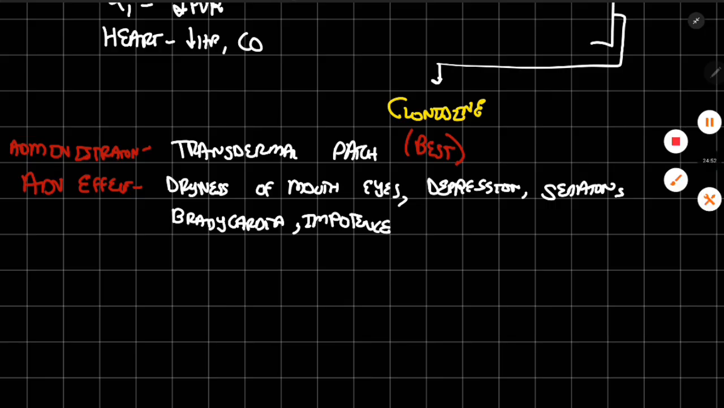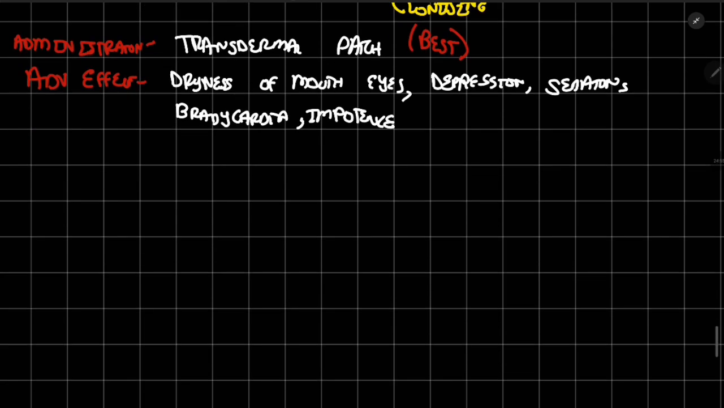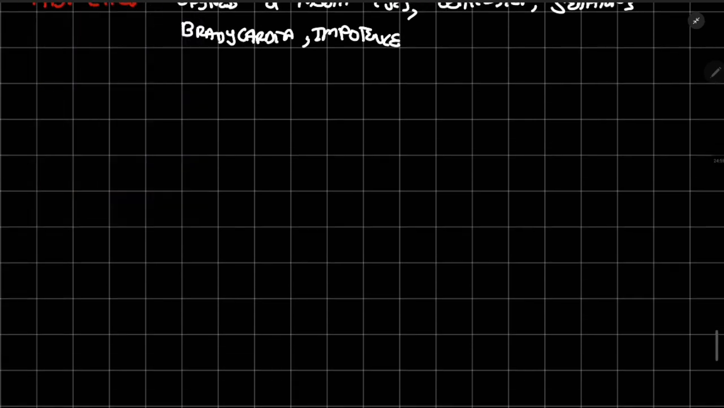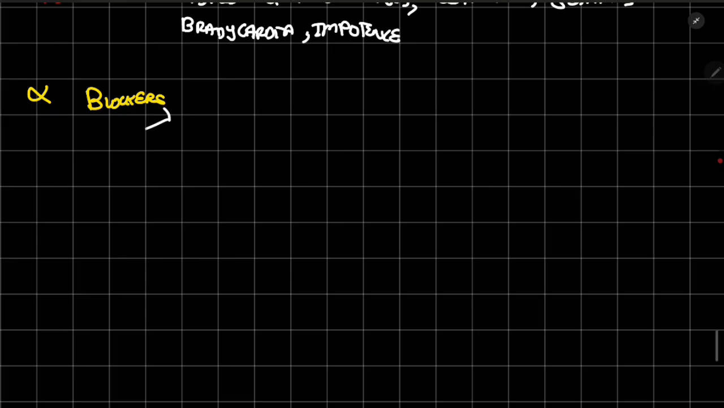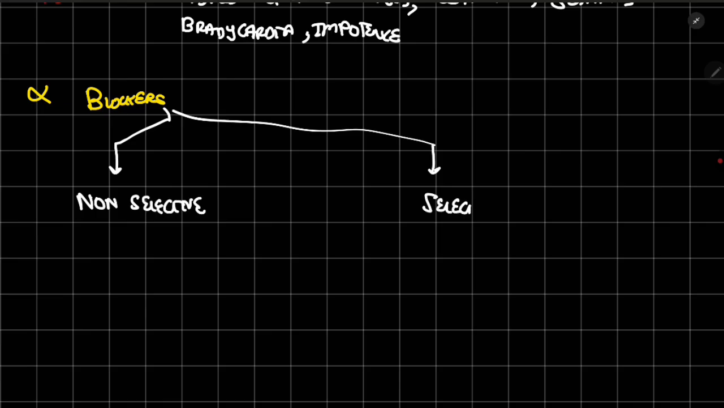One class of sympatholytic drugs yet to be spoken of is alpha blockers. In alpha blockers we have non-selective and selective, just like beta blockers. We have alpha 1 and alpha 2, and alpha 1 is for selective. We have done that alpha 1 acts on blood vessels, and alpha 2 acts presynaptically. Presynaptic inhibition is caused by alpha 2.